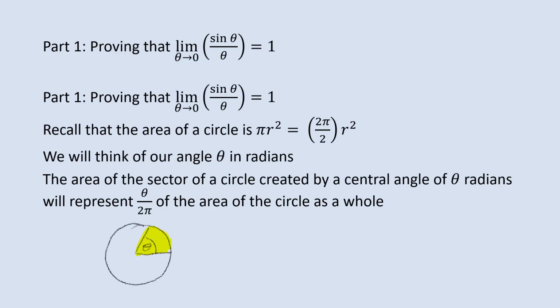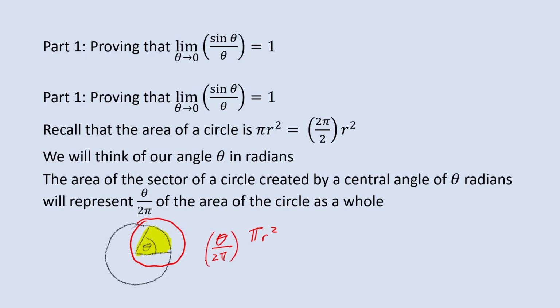Okay, so the first thing we want to do is understand that if we have a sector of a circle, that sector is going to represent a fraction of the area of a circle as a whole. Now, the area of a circle as a whole is pi r squared. So the fraction that that sector represents of the circle as a whole is going to be theta over 2 pi.